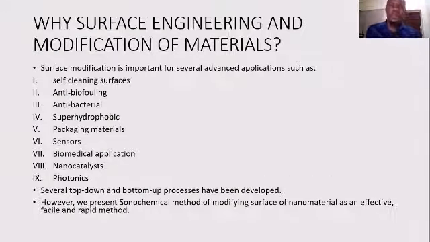First and foremost, why do we have to engineer or modify the surface of material? Basically, for several advanced applications, surfaces of nanomaterials are modified, which include self-cleaning surfaces, that is, materials that clean themselves. In that situation, you have to modify the surface of the material, especially for a smart material. For antibiofouling and antibacterial purposes, we also modify the surface of nanomaterial. For super hydrophobic, if you intend to make your nanomaterial not just hydrophobic, but super hydrophobic, in that regard also, you have to modify the surface of the material.